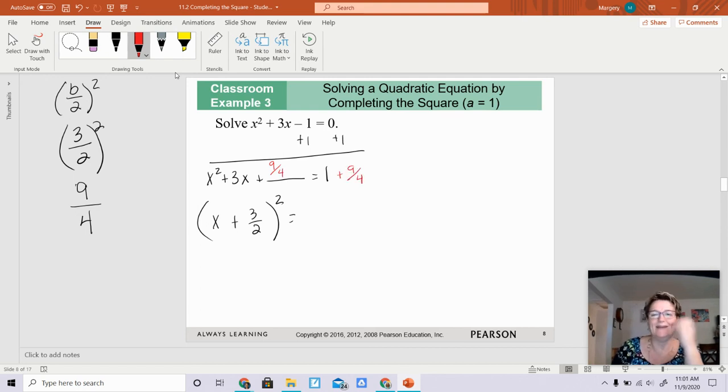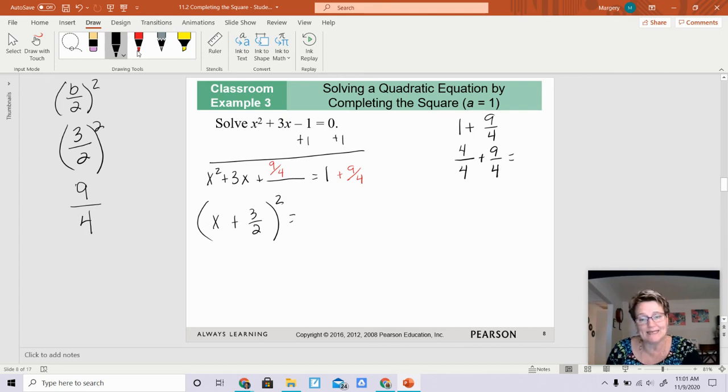Okay? Now here's the tricky part. I don't like fractions just as much as you guys don't like fractions. And I get 1 plus 9/4. So when you add fractions, you have to have a common denominator. My denominator is 4. So does everybody out there believe that 4 divided by 4 is really 1? So that right there is 1 plus 9/4. Now, because we now have a common denominator, which is 4, I can add my numerators together. So that gives me 13. So over here, it's going to be 13 over 4.